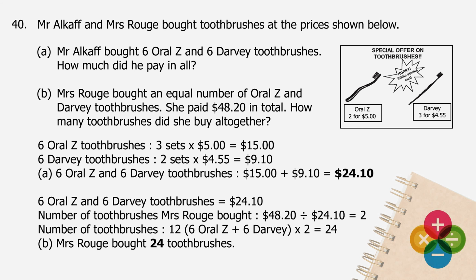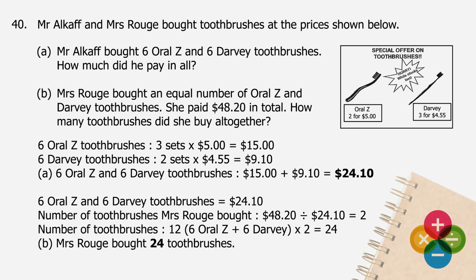Six Oral Z toothbrushes will be, multiply 3 sets by $5, and the product is $15. 6 Davy toothbrushes will be, multiply 2 sets by $4.55, and the product is $9.10. 6 Oral Z and 6 Davy toothbrushes will be, add $15 to $9.10, and the sum is $24.10. A. The total cost is $24.10.